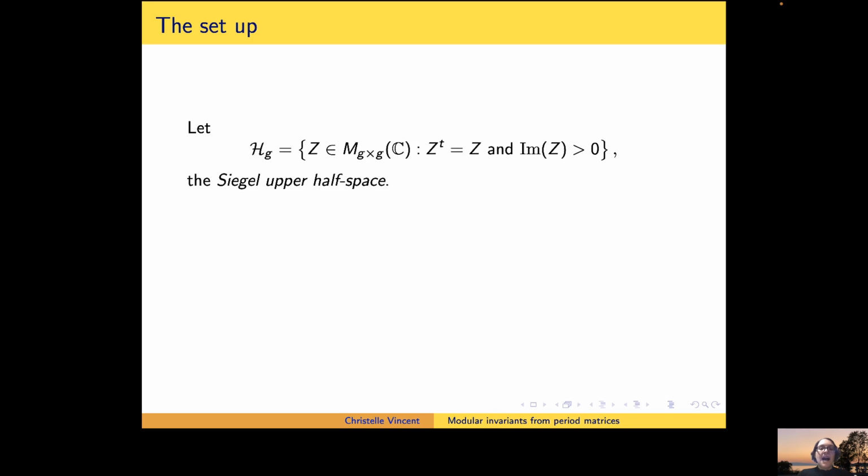All right. So the title is "To Compute Modular Invariants from Period Matrices," and I will tell you what that means. So let's start with some definitions.